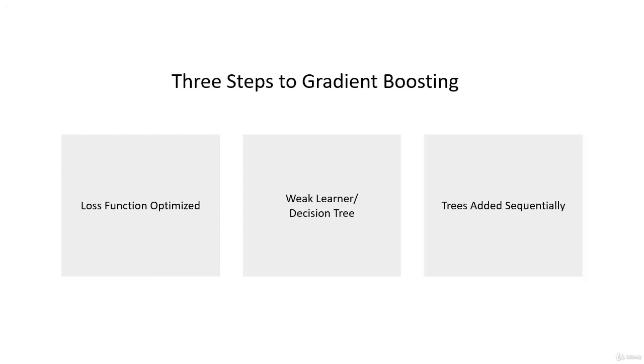The third step is combining many weak learners in an additive fashion. Decision trees are added one at a time. A gradient descent procedure is used to minimize the loss when adding trees. That's the gradient part of the gradient boosters.